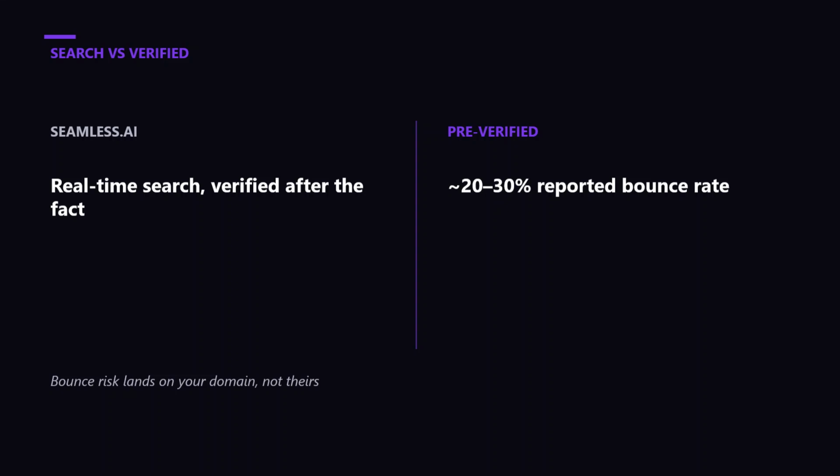Set that beside a model where verification happens before delivery, and the structural difference is the whole story. One approach hands you a contact and lets you discover afterward whether it's good. The other tries to settle that question before you ever see it. The bounce risk from the first approach doesn't land on Seamless's reputation, it lands squarely on your sending domain.